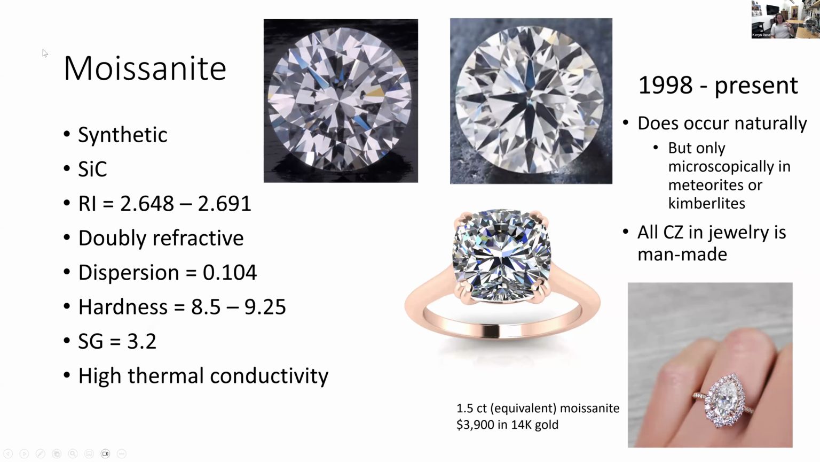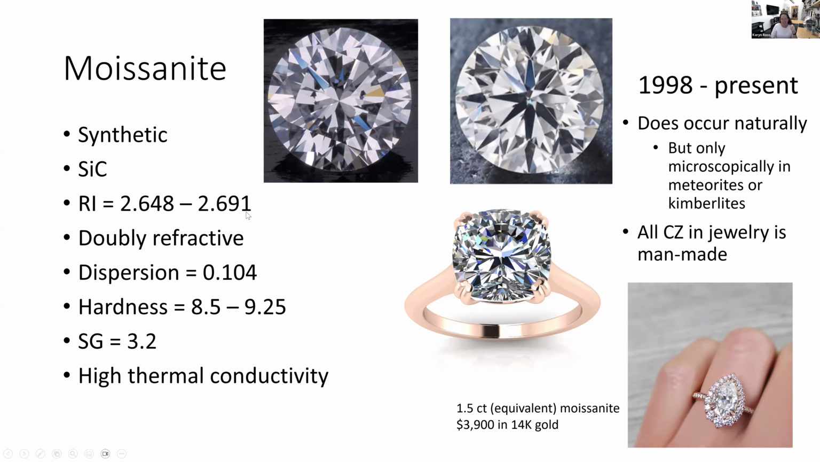The next one that you've probably heard of is moissanite. Moissanite did not come onto the market until 1998 as jewelry, as a diamond simulant. It also occurs naturally, but only microscopically. Okay, so it's very, very microscopic. All the moissanite in jewelry is man-made. It's a synthetic, made out of carbon, but also silica.